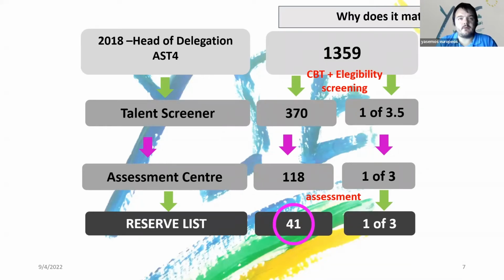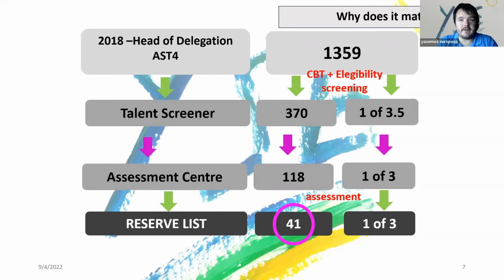Mathematically speaking, it should be 120, more or less. I mean, EPSO is clear in the notice of competition. They say up to 3 times the number of places offered. There are 40, so multiply by 3, 120. Around that number is the limit. We see that in the reserve list, it was 41.